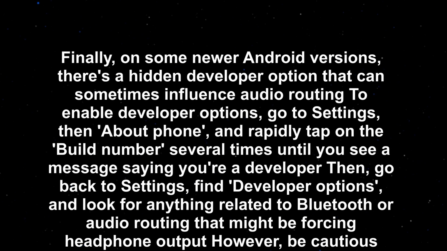Finally, on some newer Android versions, there's a hidden developer option that can sometimes influence audio routing. To enable developer options, go to Settings, then About Phone, and rapidly tap on the build number several times until you see a message saying you're a developer.